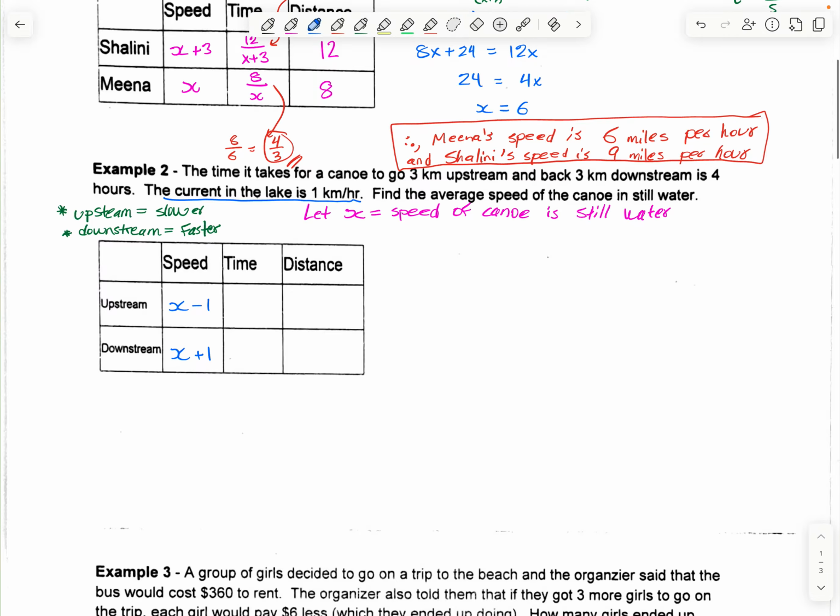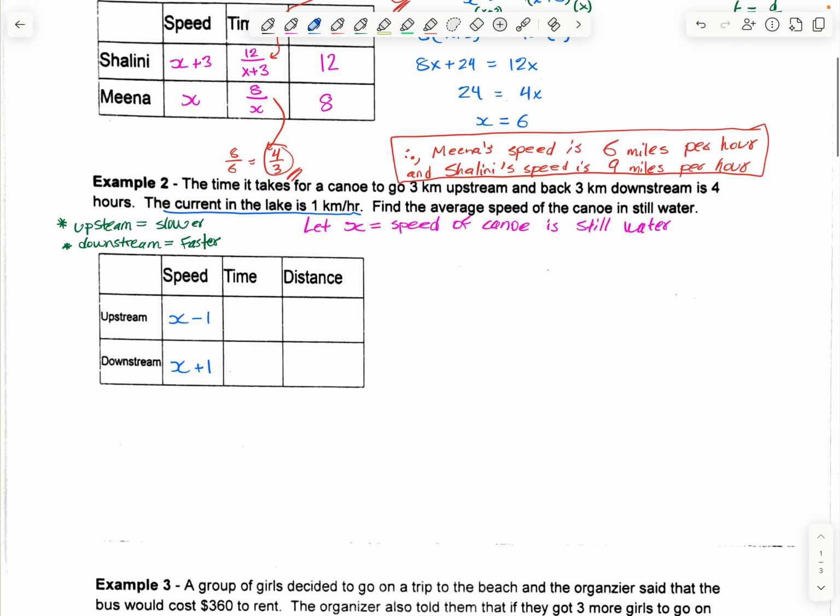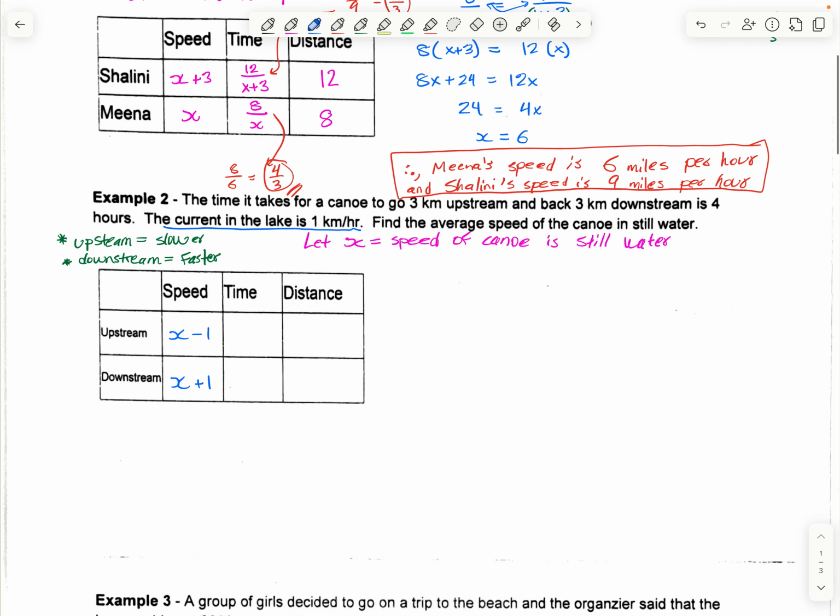Now, again, similar to the previous problem, here we're going to make use of that time is equal to distance divided by speed equation, right? The reason for this is because they both travel the same distance, right? The distance is the same, 3 kilometers to go upstream, 3 kilometers to go downstream. So I can, without any doubt, put 3 kilometers in each there.